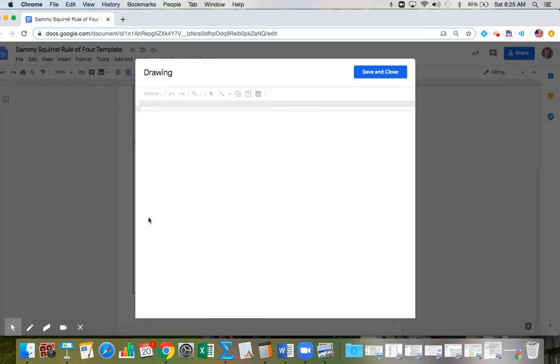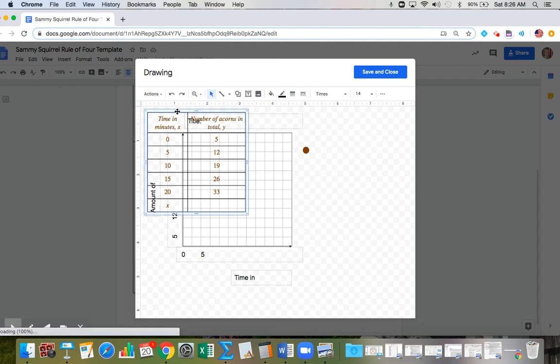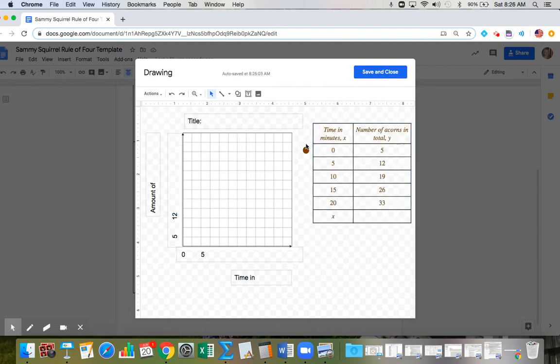This is a Google drawing. And I'm going to just paste down that table that I had copied a minute ago. Move it out of the way. And let's see what we have. Time in minutes is down here. And amount of acorns. And the title of this is Sammy's Acorns.